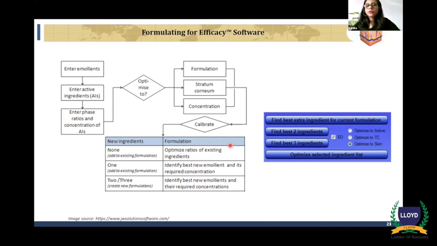Now, coming over to the formulating for efficacy software. This is one of the software which I worked on in recent times, and I thought it would be a good point to discuss and to share this with you all.